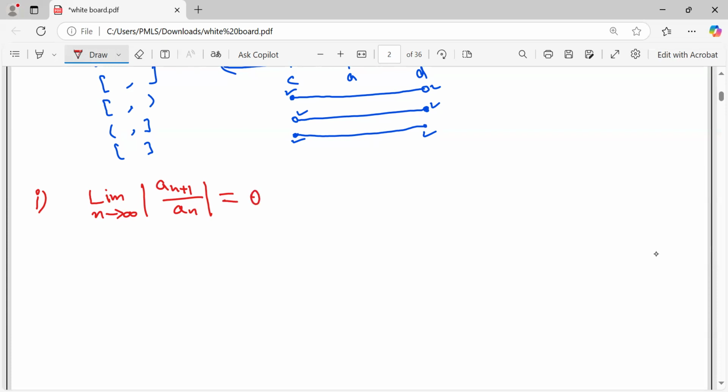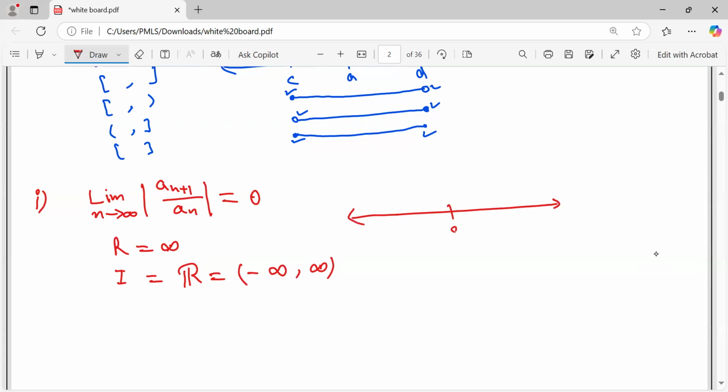This means that our radius of convergence will be equal to infinity and our interval of convergence will be equal to the real numbers. This means that our power series will converge for all values of x, and our radius of convergence will be infinity. Let's say your center is a here, so the radius of convergence is infinity, and you can take any x value from here, and if you put that x value into your series, it will be convergent.